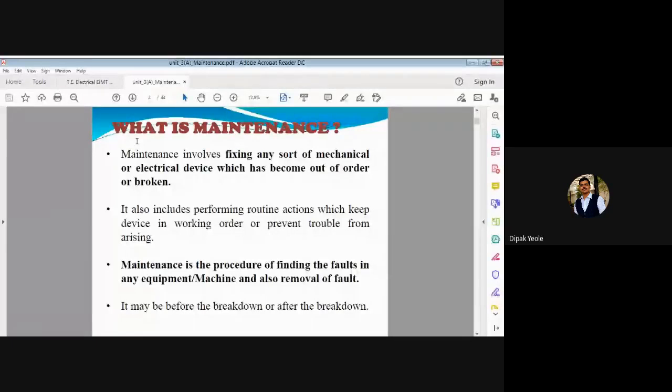So maintenance involves fixing. What do we have to fix? We have to solve any mechanical or electrical device which has become out of order or broken.